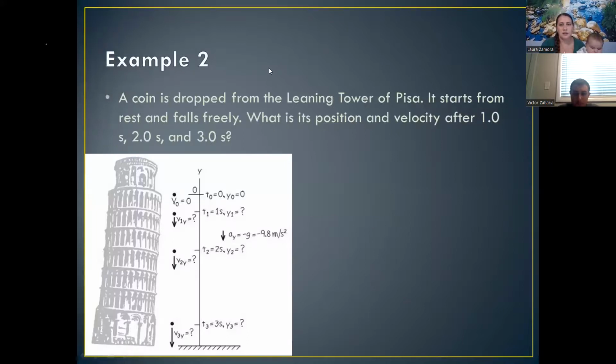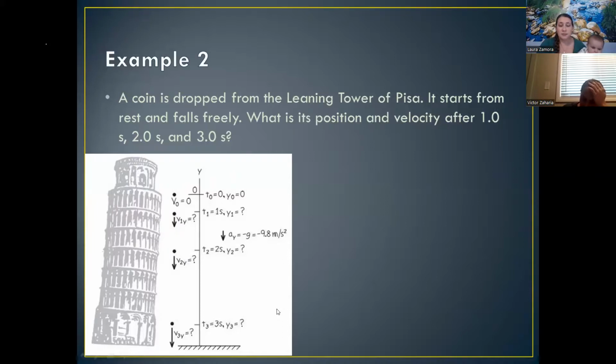All right, so here is our free fall example, example 2. A coin is dropped from the Leaning Tower of Pisa. It starts from rest and falls freely. What is its position and velocity after 1 second, 2 seconds, and 3 seconds? Okay, now just for the sake of time, I have included a sketch of the scenario. Typically though, this is something that you would want to make sure you do yourself, draw out the scenario.